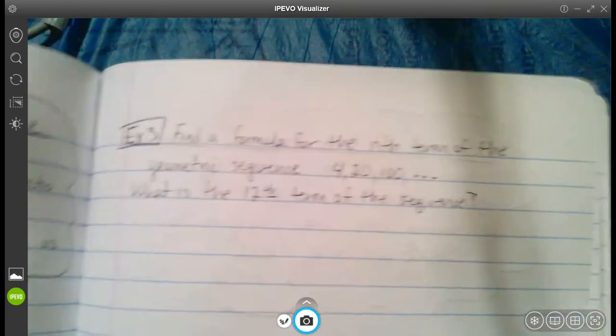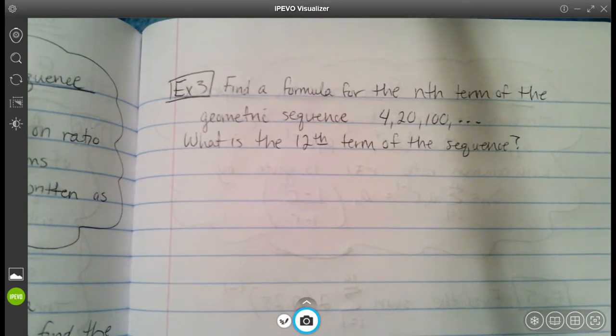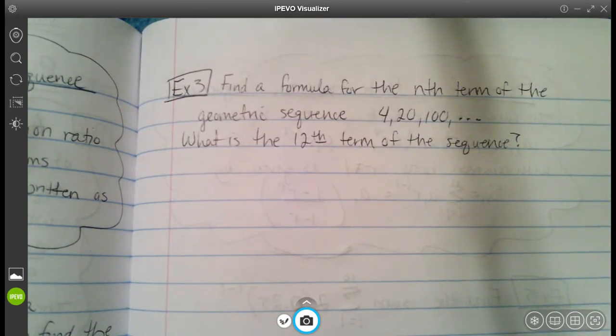We have example number 3. It says find a formula for the nth term of the geometric sequence 4, 20, 100. And then what is the 12th term of the sequence? So for this one, it's kind of like the one before, but we do not have the common ratio.